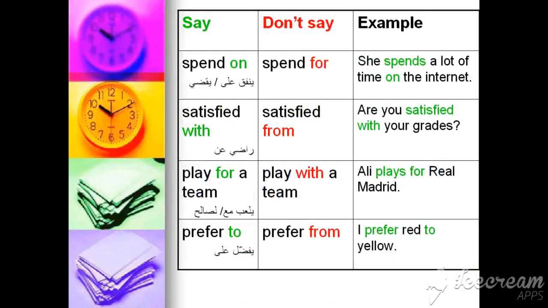So, we should say spend on, not spend for. Spend on معناها ينفق على. So we say spend on, we don't say spend for. Example: she spends a lot of time on the internet. We don't say she spends a lot of time for the internet.